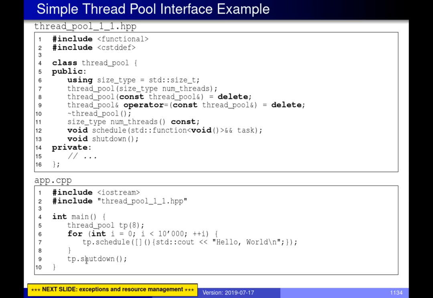So we call this shutdown member function. And what this will do is it will block until all of the tasks that are currently running in the thread pool are done. So we can make sure in this way that we don't terminate the program by exiting from main until all of the threads are done doing whatever they're doing.